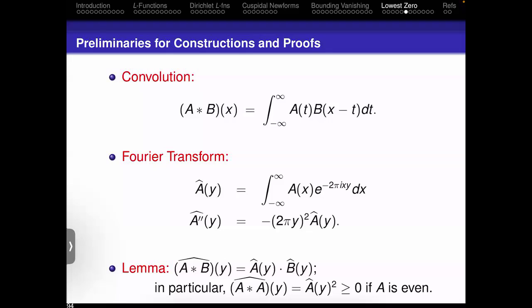If you convolve A with itself, and we've seen convolutions earlier, the Fourier transform of a convolution is the product of the Fourier transforms. So if you convolve A with itself, it's non-negative. And this is a great way to get a function whose Fourier transform is non-negative. Convolve a function with itself, take the Fourier transform.